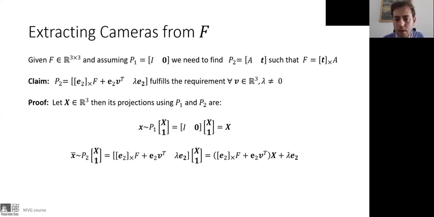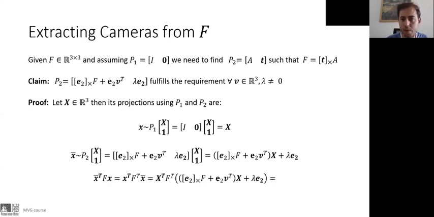x bar transpose F x equals 0. Yes, exactly. So we just write our equation for the fundamental matrix with x bar transpose F x, which actually equals x transpose F transpose x bar. That should be 0 for every such 3D point that we used.